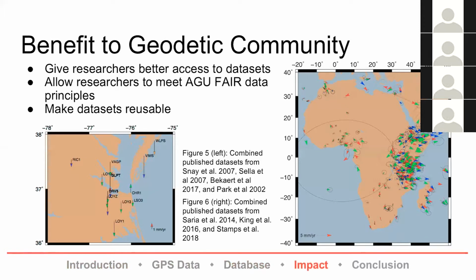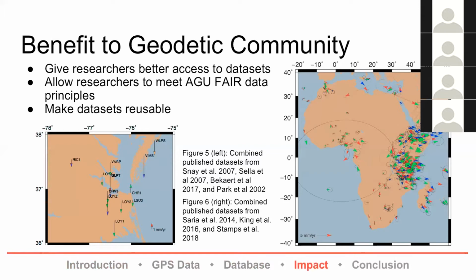So why does this matter? This is really important to the geodetic community because it will give you better access to the actual data sets. You can say, hey, I want these data sets, and then you should eventually be able to download them from UNAVCO web services here. It will also allow these RPIs here at UNAVCO to properly meet AGU FAIR data standards, which will be coming out as a statement shortly, depending. And it will also go a long way toward actually making data sets reusable. So a huge part of science is making your work reproducible, and in GPS, that's pretty much non-existent currently. But we'll try to make little steps.